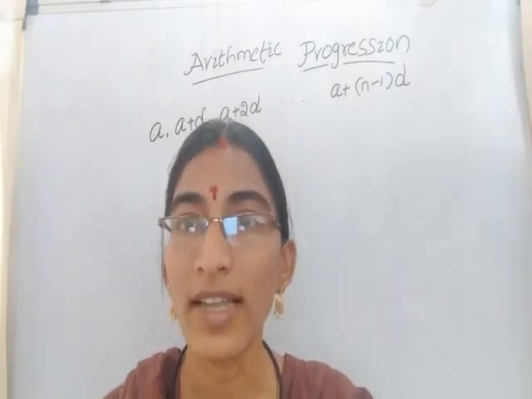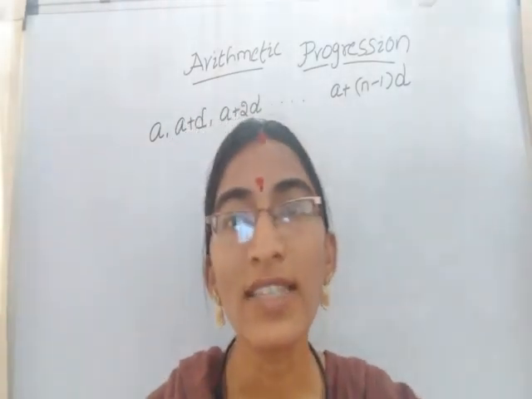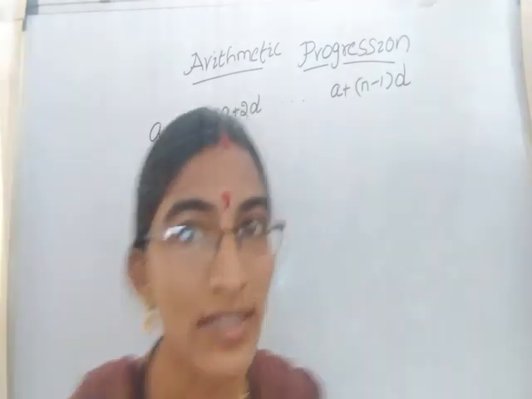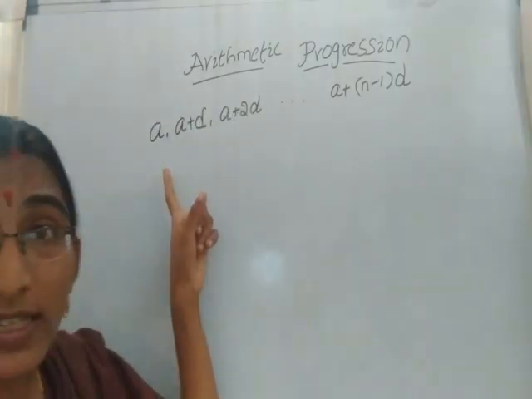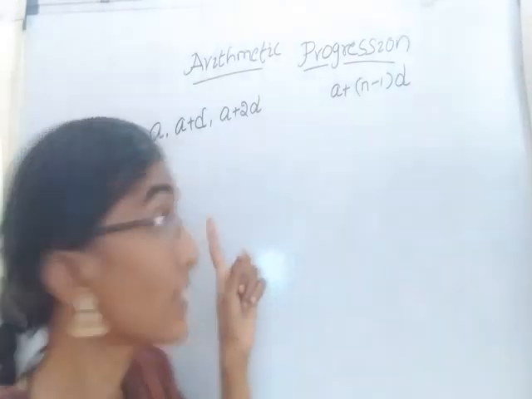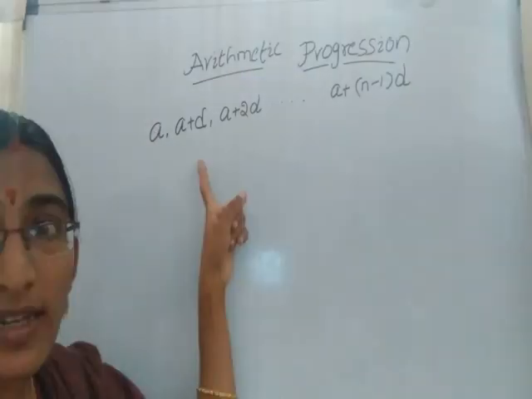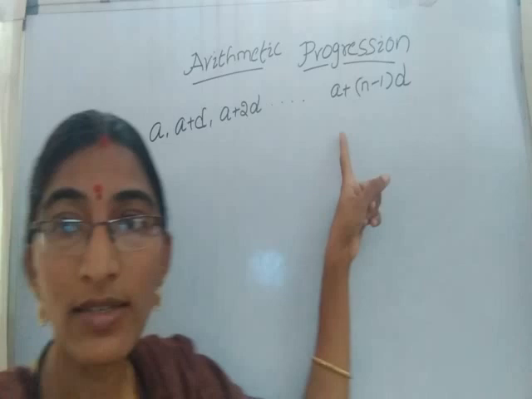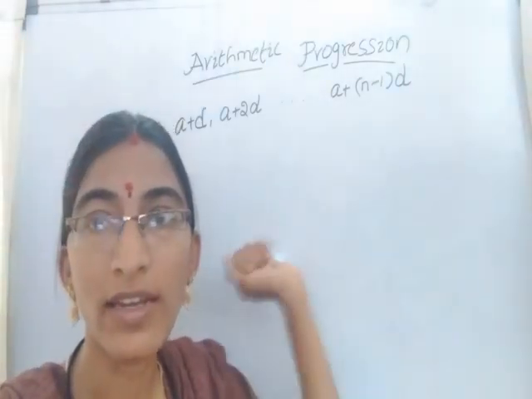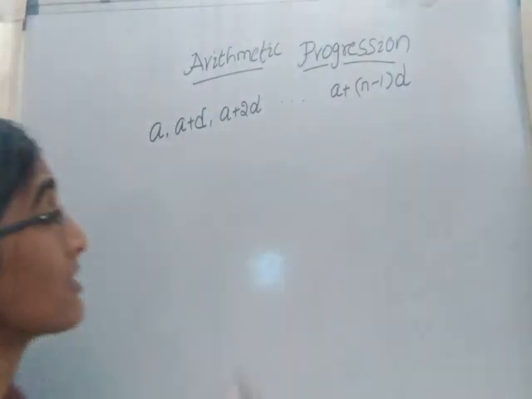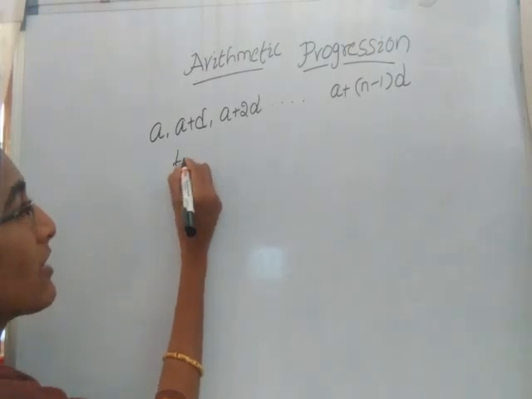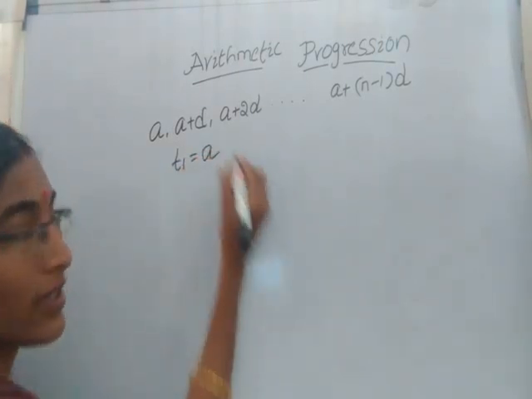Today our concept is arithmetic progression. What is the sequence of arithmetic progression? Let us see. The sequence of an arithmetic progression is a, a plus d, a plus 2d, and so on, up to a plus n minus 1 into d. What is the first term here? The first term t1 is equal to a.